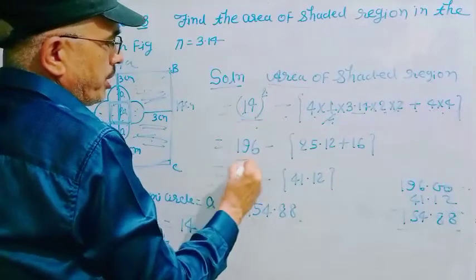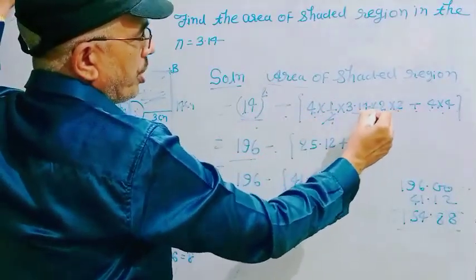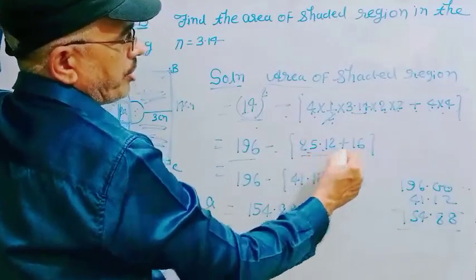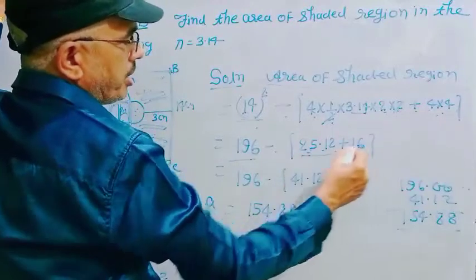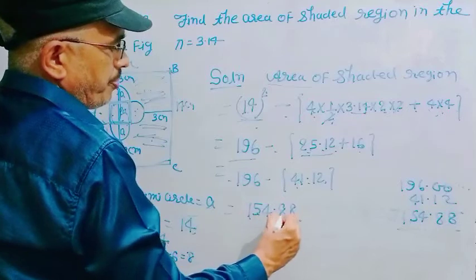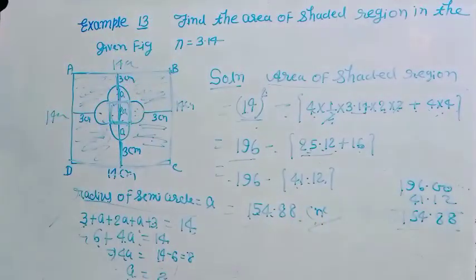Then 14 squared, that is 196, minus 4 into 2 into 4, 8 into 3.14, then you get here 25.12, plus 16. Add it, you get 41.12, and subtract, then you get 15.88 centimeter square. It is the area of the shaded region.